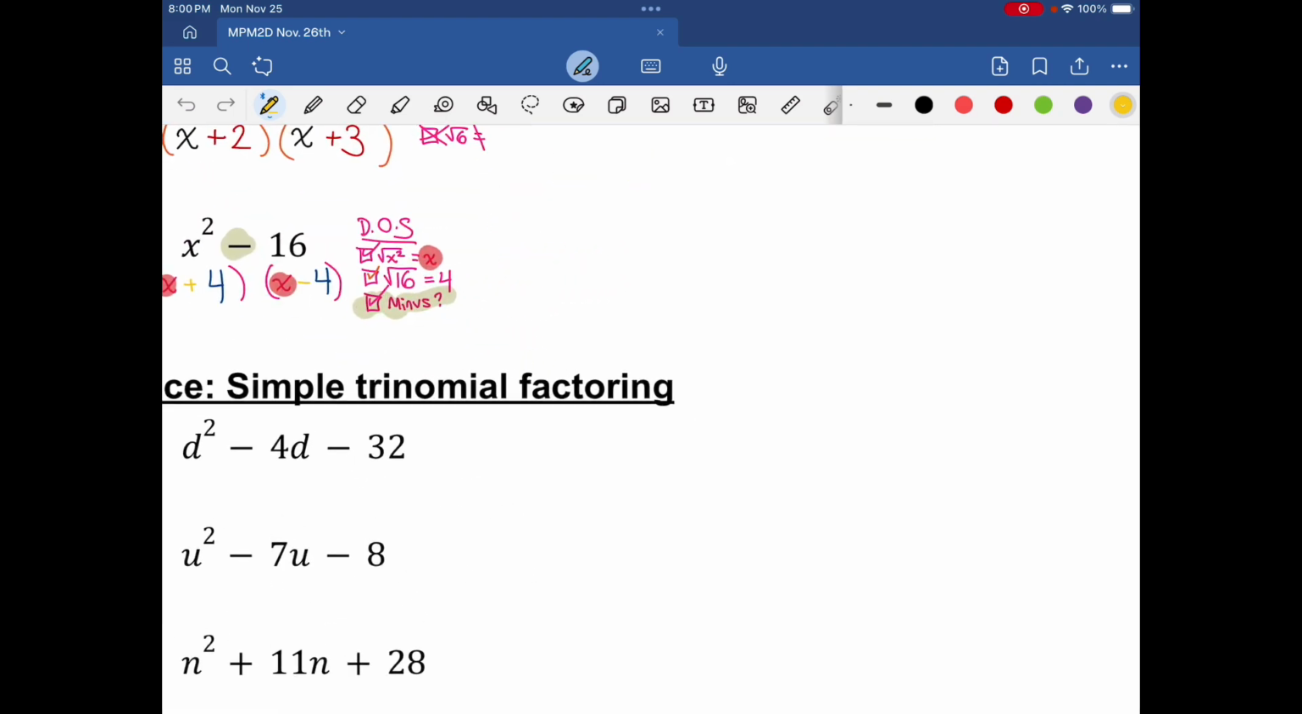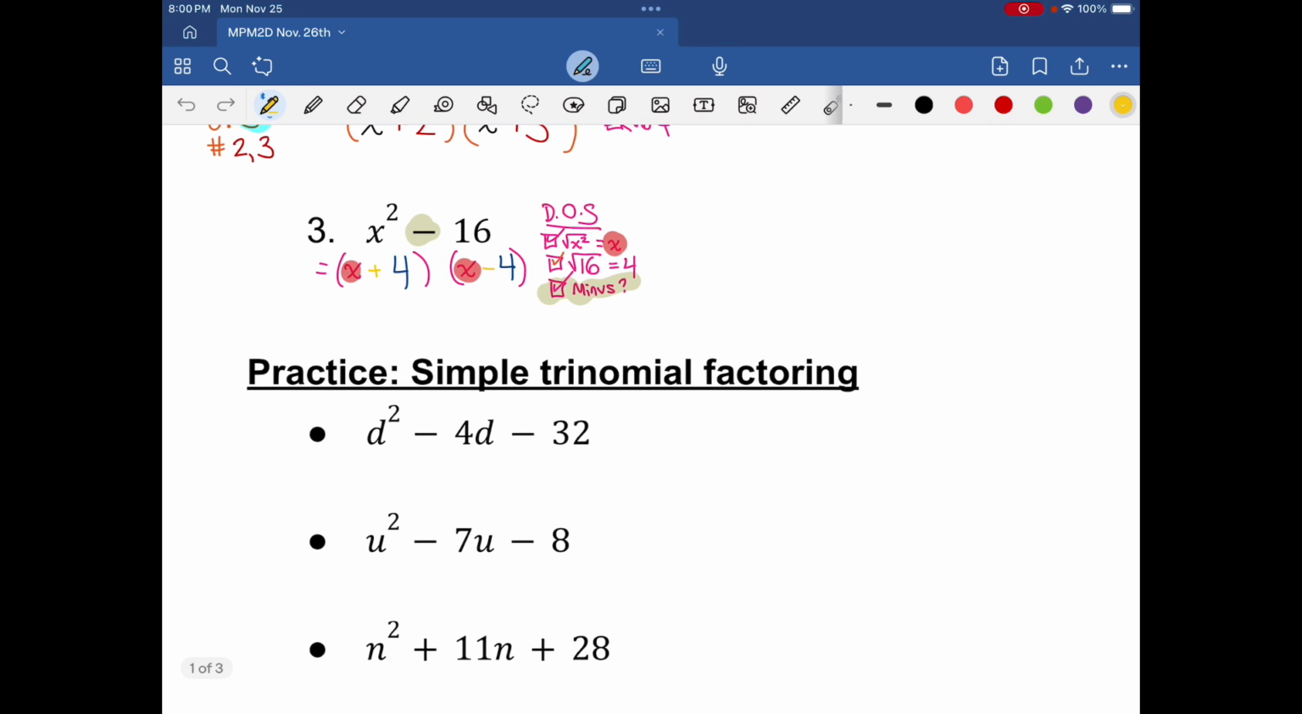So then we have simple trinomial factoring. This is just to get used to all the different types of factoring. So product, sum. My product will always be my constant one, the one with no variables. And my sum will always be the number of my single variable term. So not my squared term, but my single variable term.